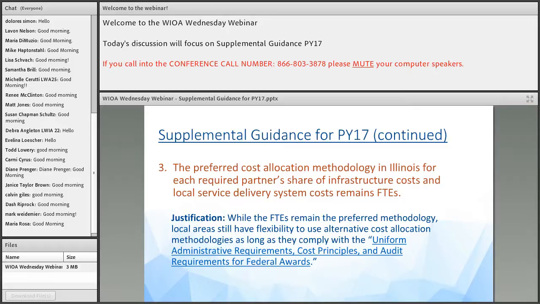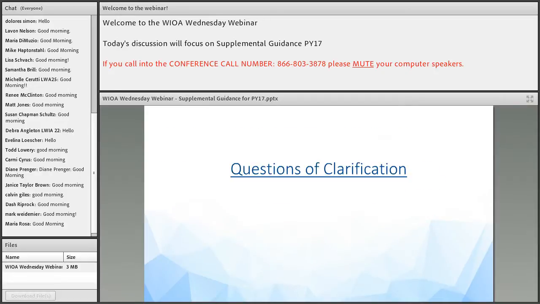The TEGL that was issued describes many different ways that you can allocate costs. And on page 13, the TEGL actually says that partners can use several different kinds of methodologies for different kinds of costs in the one-stop area. But in Illinois, the bottom line is that the preference remains FTEs under the local funding mechanism. If the state funding mechanism were to kick in because there is an impasse, then FTEs is the required methodology. So Governor's Guidelines Revision 2 do not change in that respect.